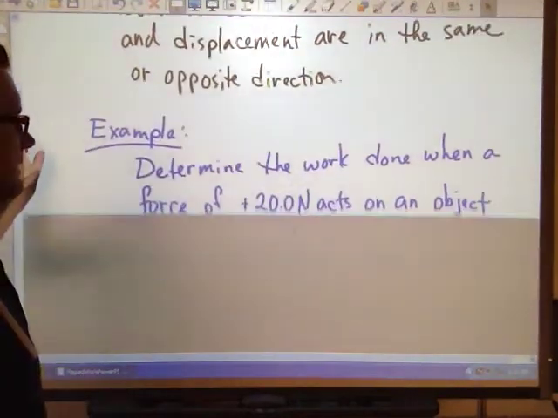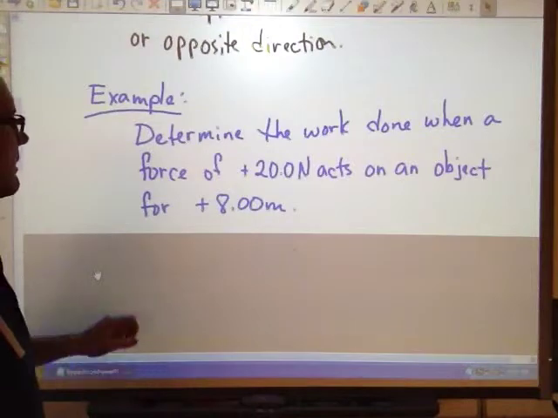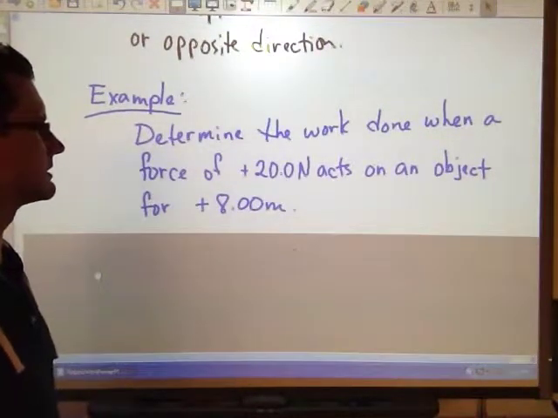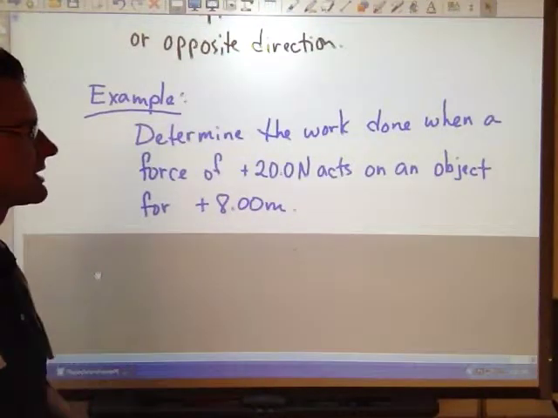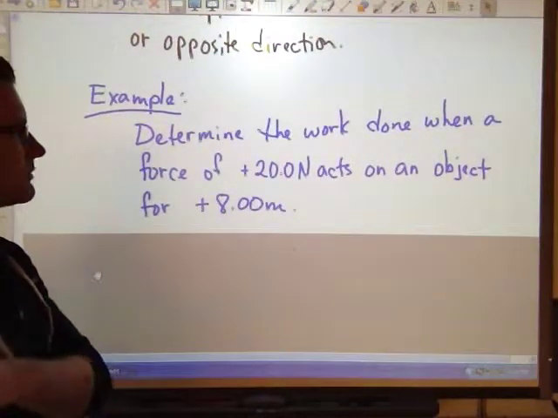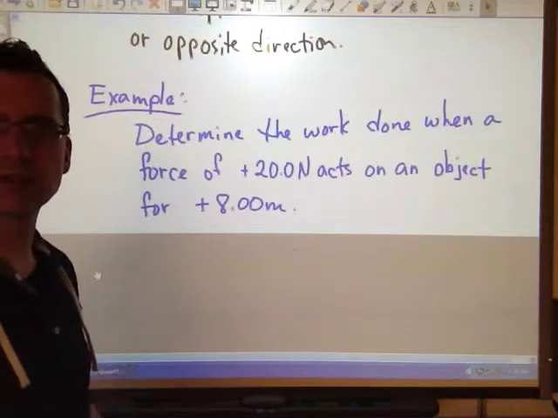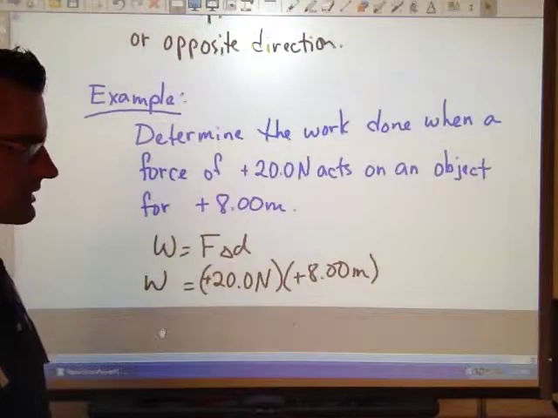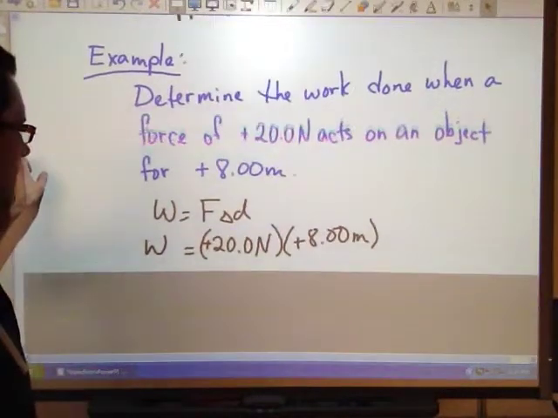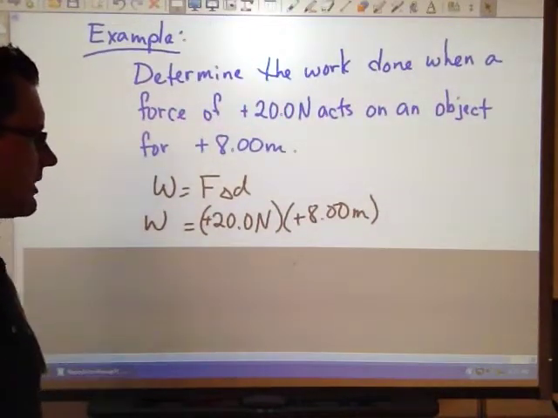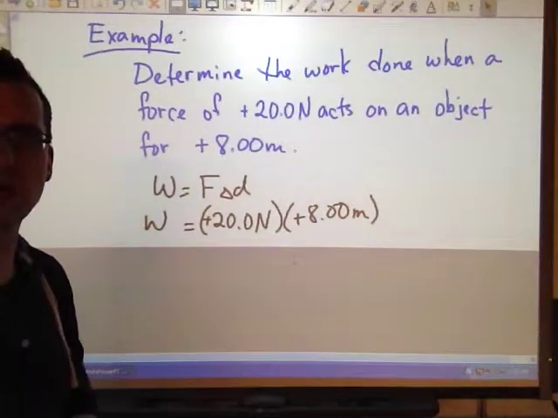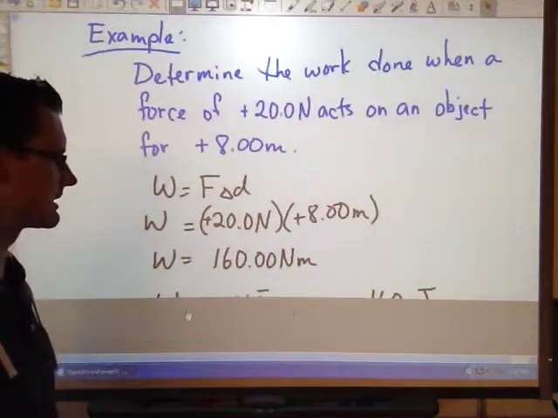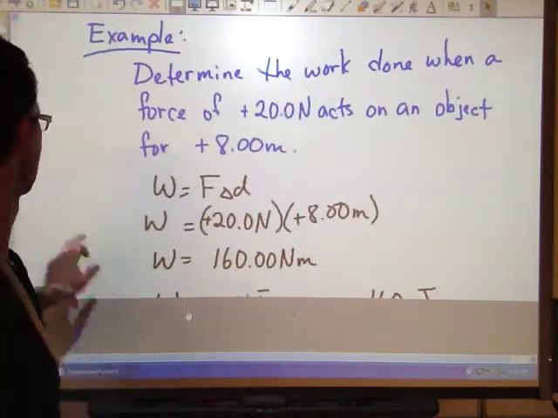So for an example here, let's just say we have determined the work done when a force of 20.0 newtons in the positive direction acts on an object for 8.00 meters, also in the positive direction. Make it nice and easy here. So of course, work is equal to force multiplied by displacement. So our positive 20.0 newtons multiplied by positive 8.00 meters, we get 160.00 newton meters.